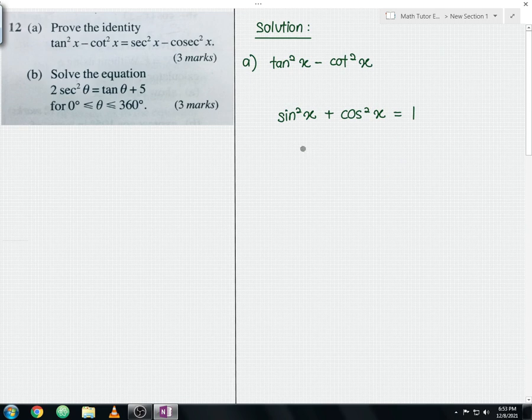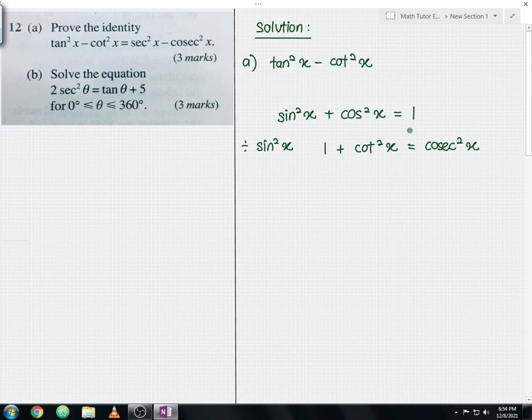So from here, what we're going to do is divide the whole equation by sine square x. So when you divide the whole equation by sine square x, you should get 1 plus cotangent square x equals cosecant square x. So now you have already formed the second basic trigonometric identity in reference to the first one.